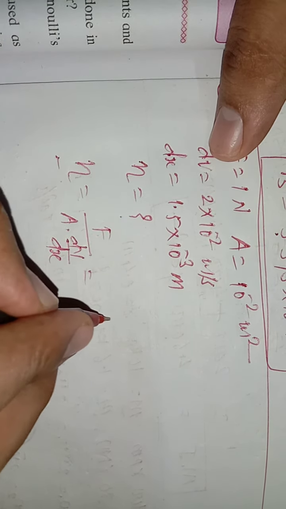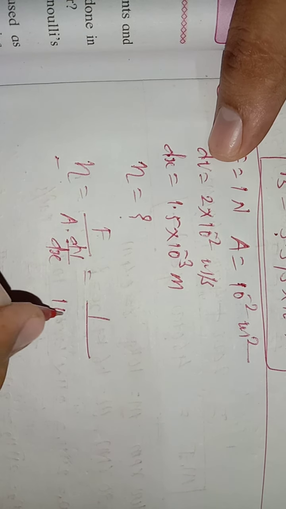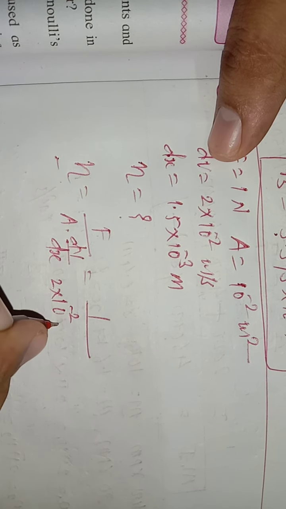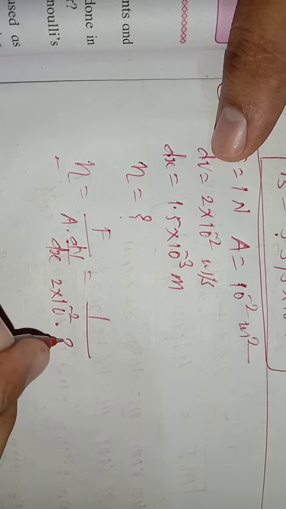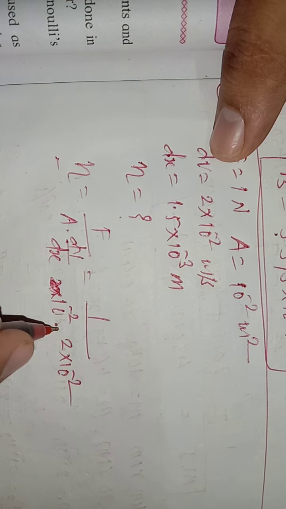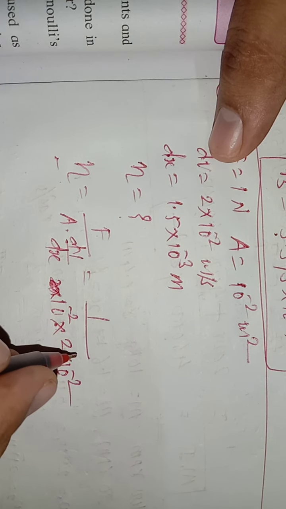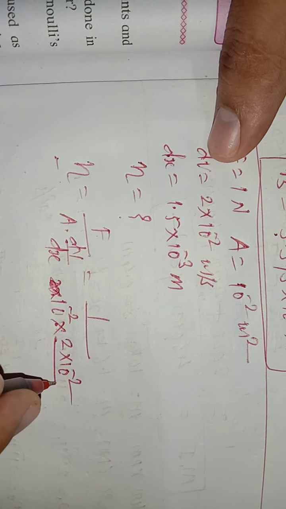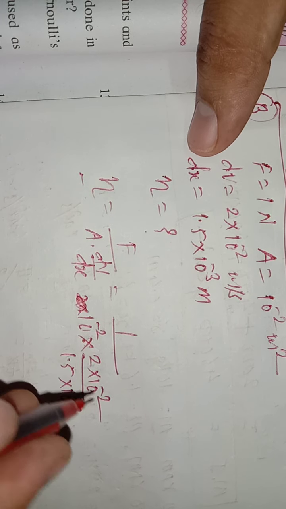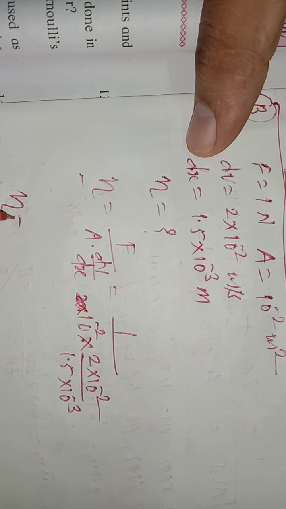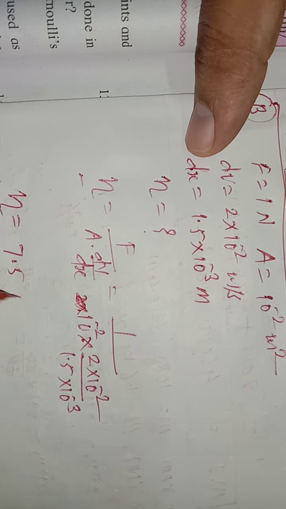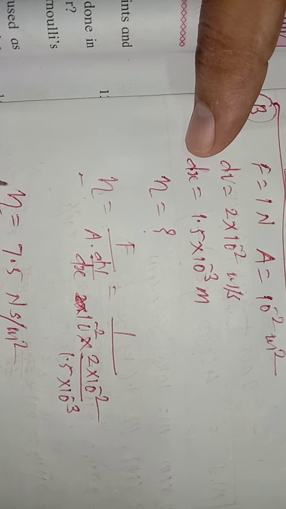So F is equal to 1 Newton divided by area 10 raised to minus 2 into dv, which is 2 into 10 raised to minus 2, divided by dx, which is 1.5 into 10 raised to minus 3. Okay, when we calculate all this, then we get the last equation as eta is equal to 7.5 Newton second per meter square.